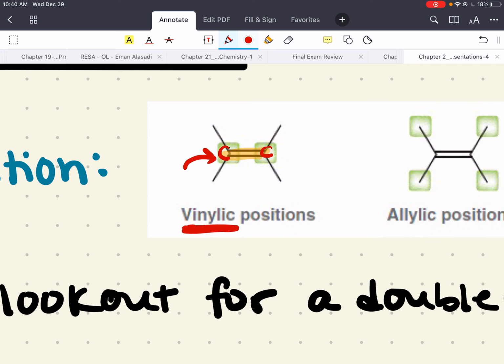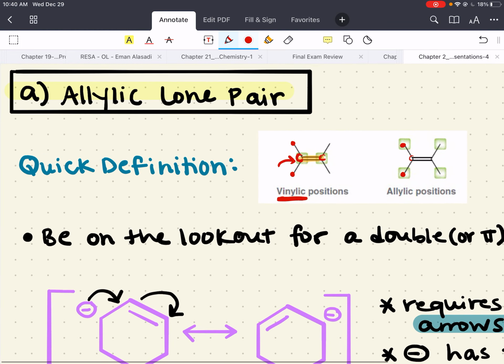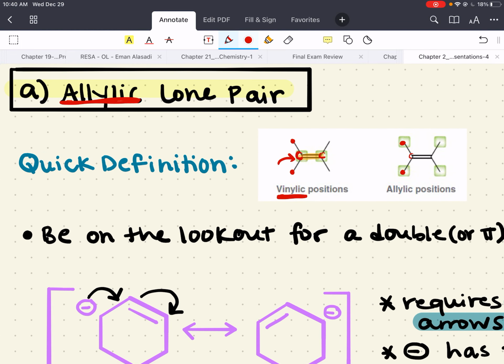That makes all the other atoms attached to those allylic positions. For example, this carbon that's attached to it, and this carbon that's attached to it, these are going to be called allylic positions. So they're one atom away from the atom that's participating in the double bond. Here's the carbon that's participating in the double bond. One atom away from that is called an allylic position. So this first pattern is called allylic lone pair.